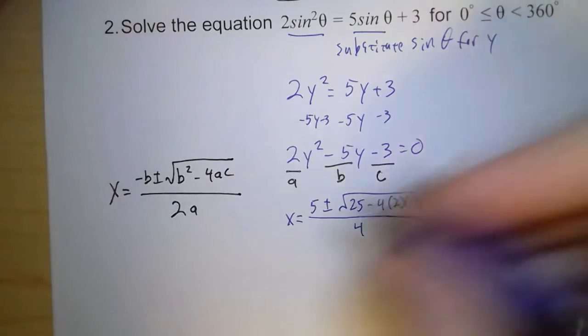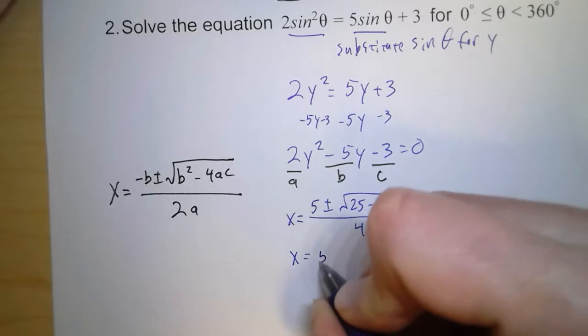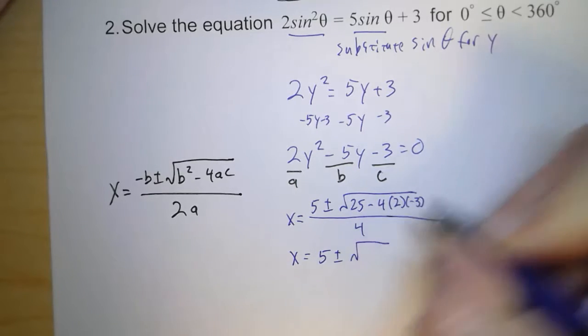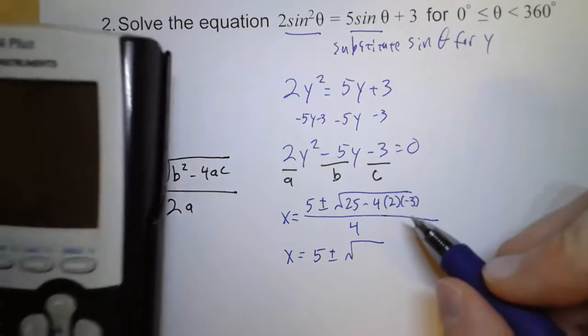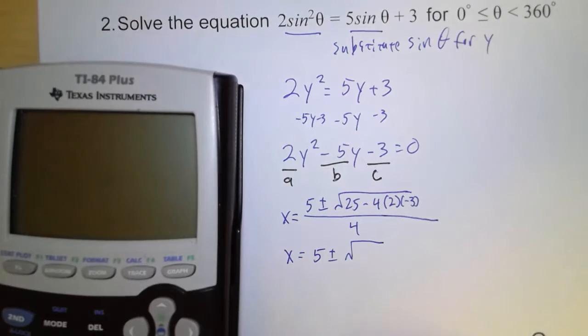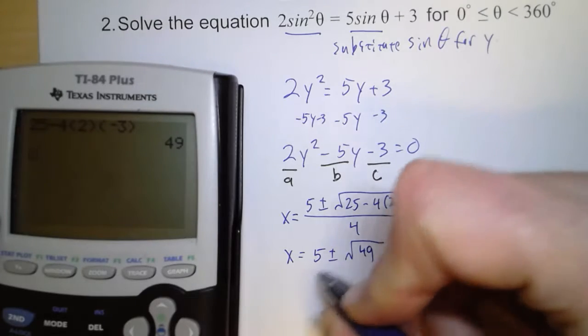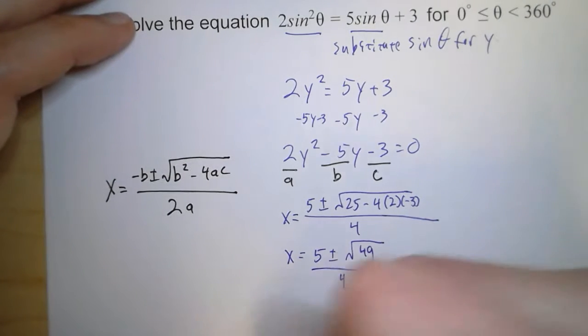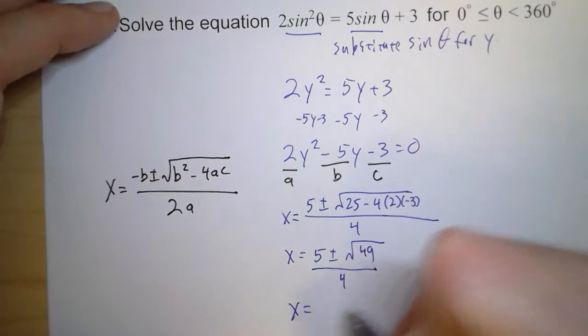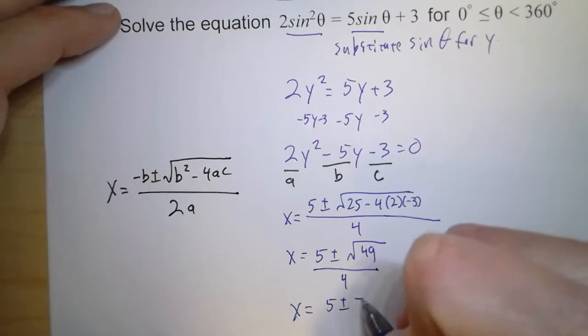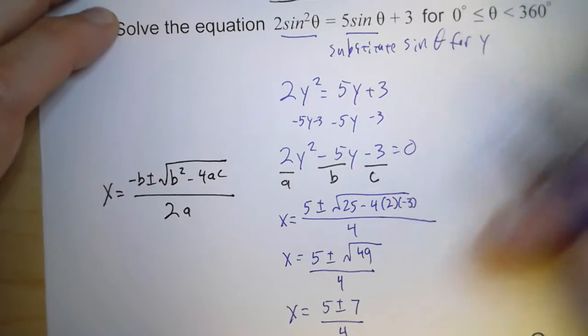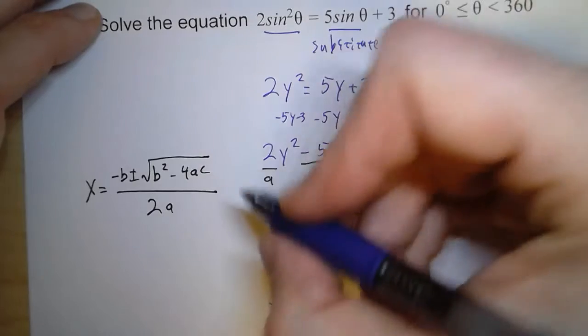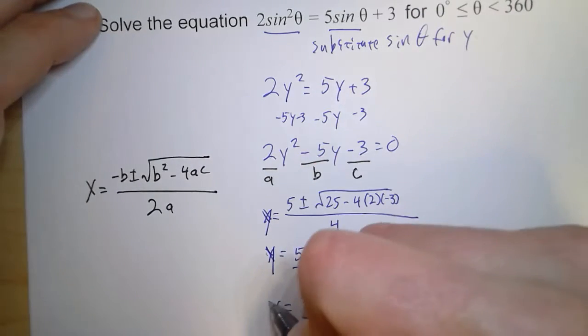All right. So let's simplify inside that radical. So 25 minus 4 times 2 times negative 3. Now I'll just give this to my calculator and it'll crunch that for us real quick. And we get 49. And thankfully 49 we can take the square root of. That's going to be 7. So we have 5 plus or minus 7 all over 4. So we have to break that up, and actually I should be using y here, my mistake.